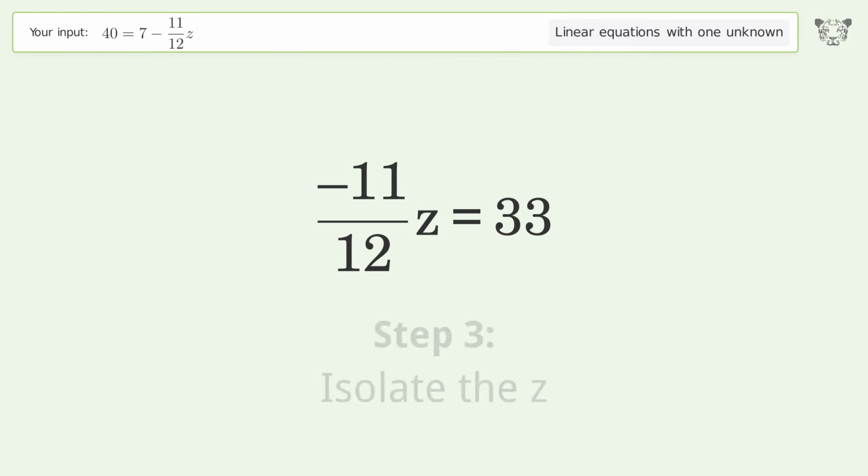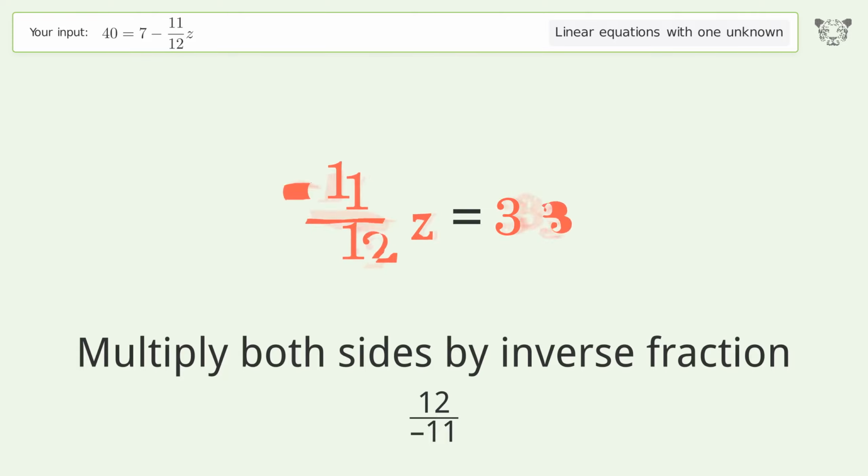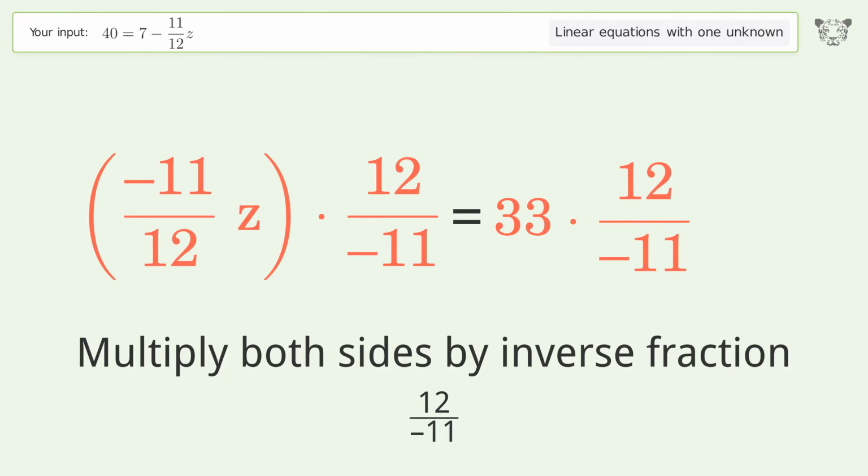Isolate the z. Multiply both sides by inverse fraction 12 over -11. Move the negative sign from the denominator to the numerator. Group like terms. Multiply the coefficients. Simplify the arithmetic.